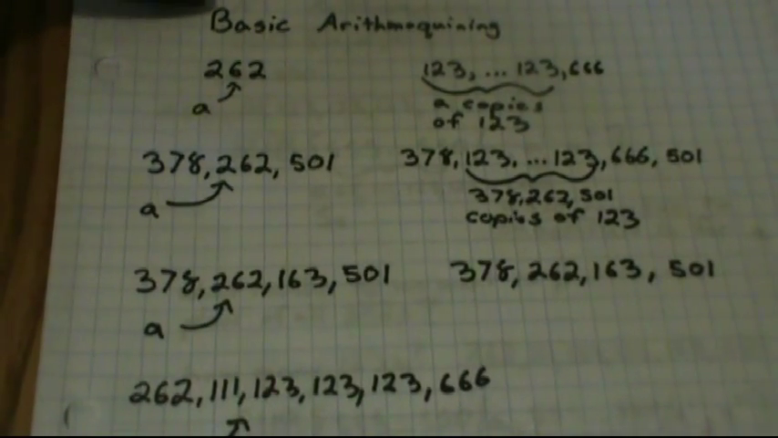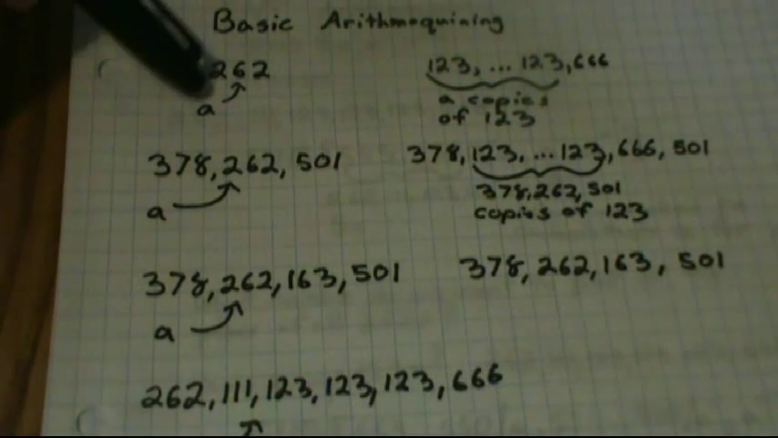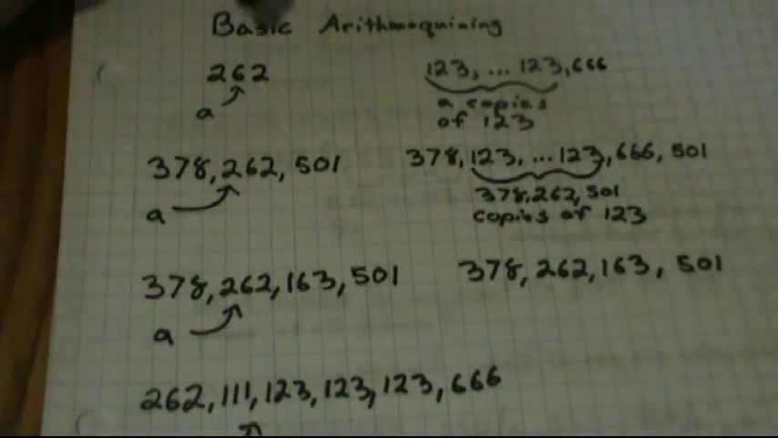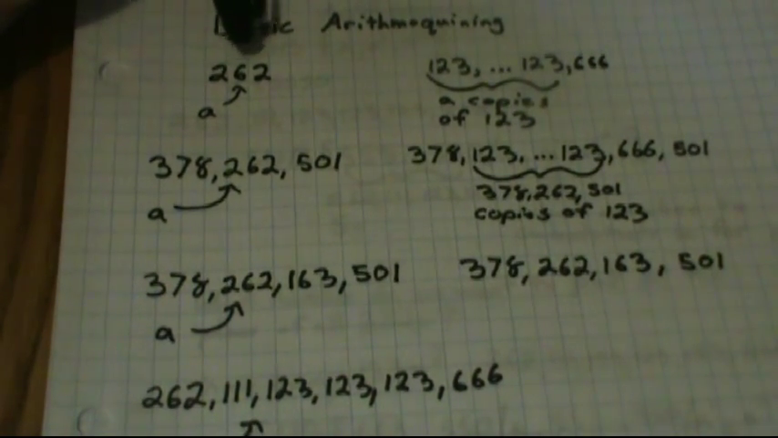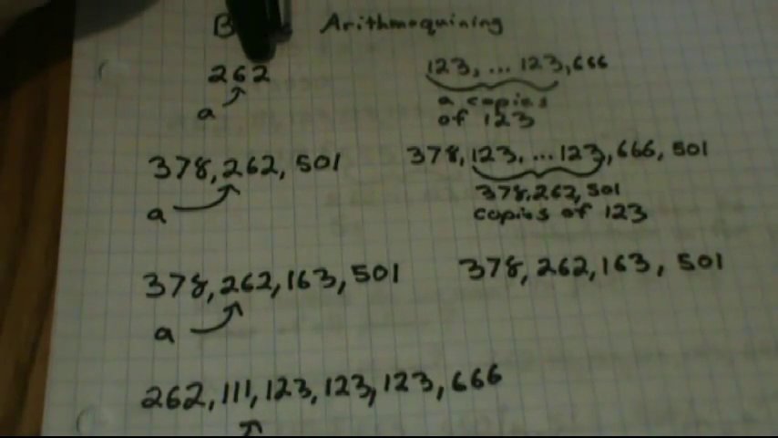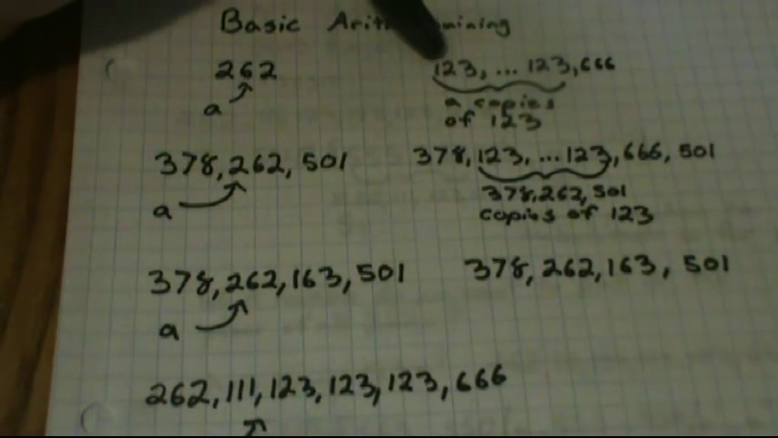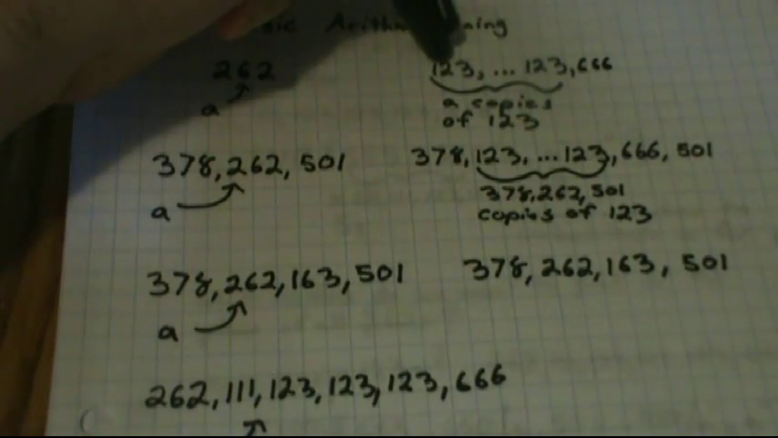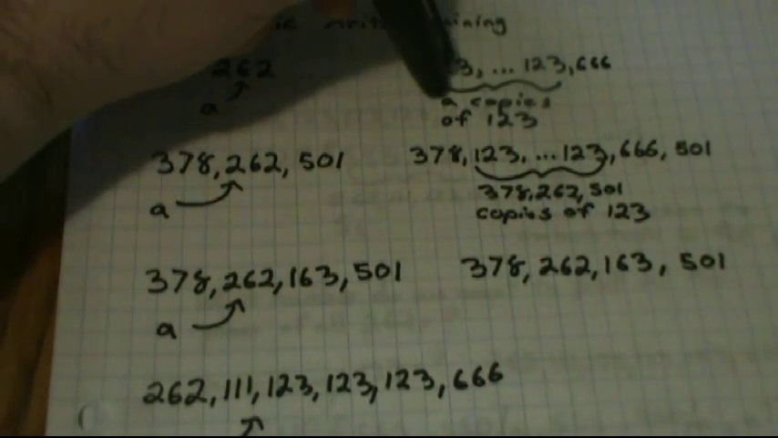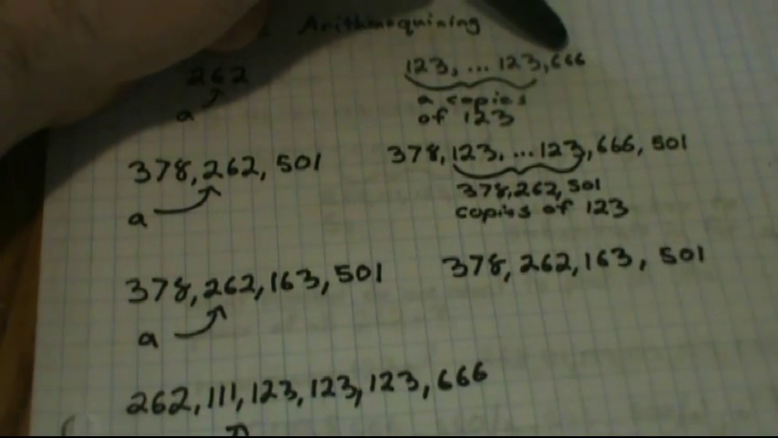We're going to be doing something that we'll call arithmoquining. So you've got to start with a number. Step 1 is to call that number A. Step 2 is you look at the number, and whenever 262 appears within that number, you'll take it out and replace it with this. You're going to do a lot of copies of 123. In fact, you'll do A copies. And then once you've done that, you'll tag a 666 at the end.